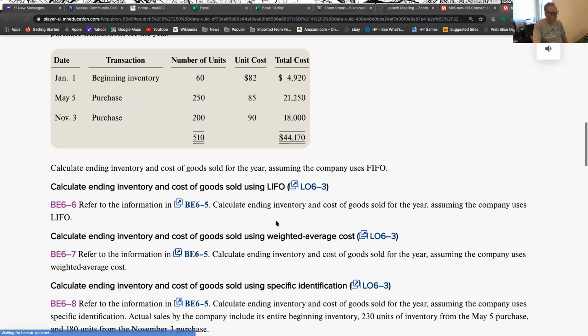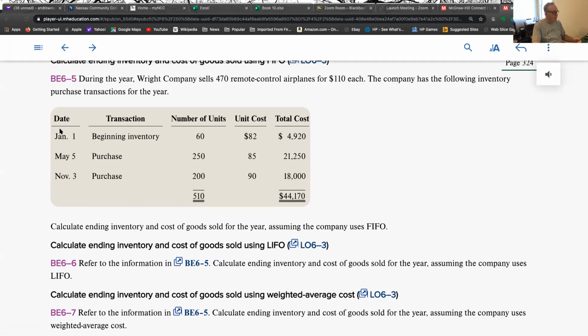Right, now what about LIFO? Under LIFO, the units that you have are the oldest. FIFO newest, LIFO oldest. Which are the oldest of the three dates? January 1. How many units do I have? 40. So I have 40 out of this 80, out of this 60, right? 40 times 82 is what? 3,280.